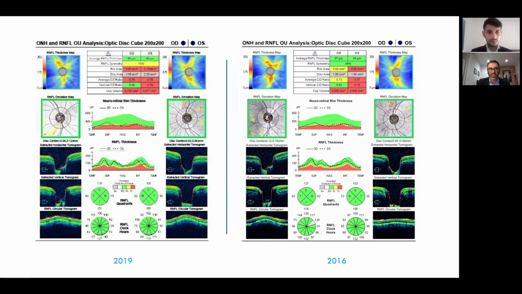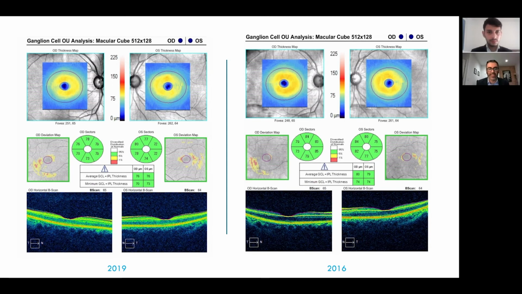The deviation map did pick up that difference between 2016 and 2019. So in that 3-year period, there is a little bit of a difference. And absolutely, that picks it up right there. Why don't we go ahead and have a look at that ganglion cell analysis as well? So the same idea, 2019 on your left-hand side, 2016 on your right.